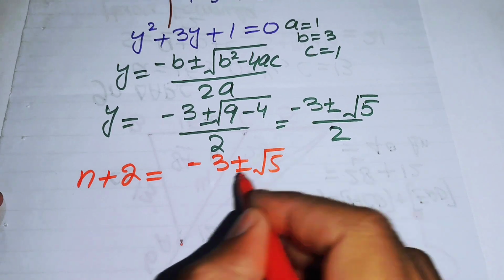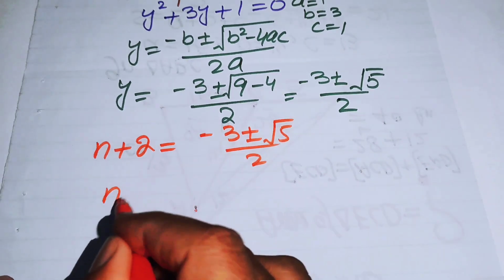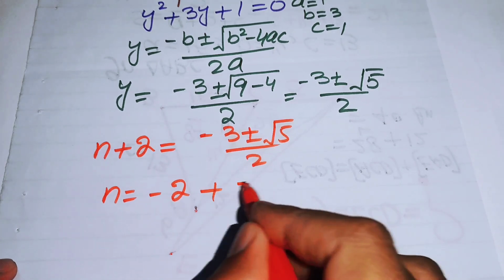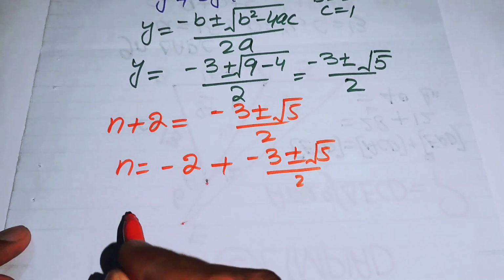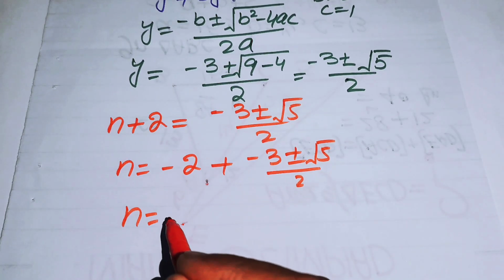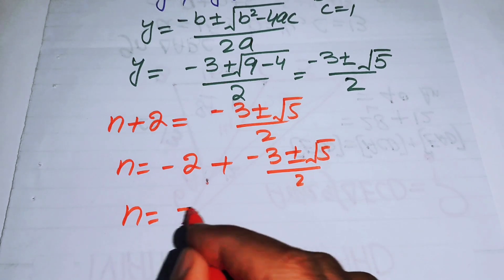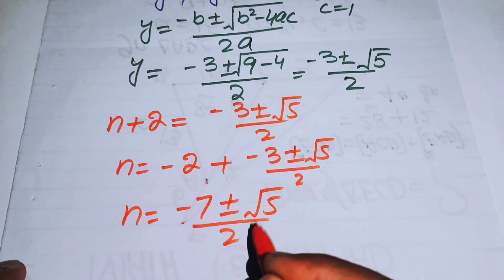And after that we will back substitute the value of y here. At the start of the problem we wrote y equals to n plus 2, and it equals minus 3 plus minus square root 5 over 2, and we move this 2 to the right hand side and you get n equals to minus 2 plus minus 3 plus minus square root 5 over 2, and when you take the LCM of this term then finally you will get the answer of this question: minus 7 plus minus square root of 5 over 2.